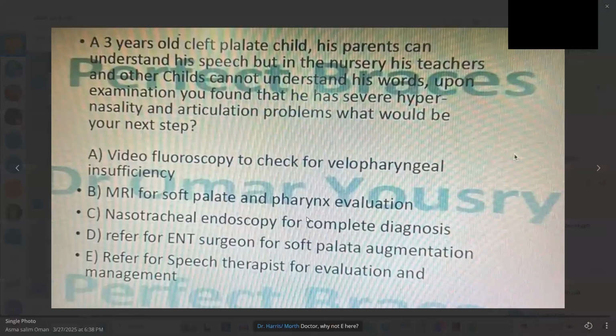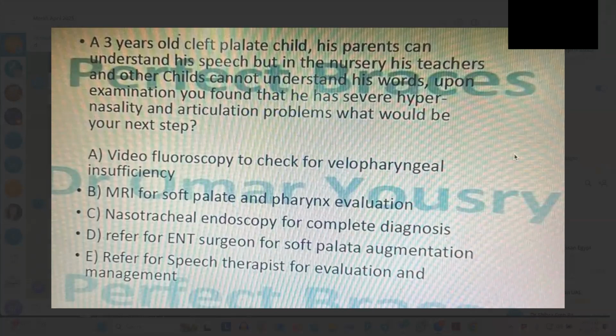A 3-year-old child's parent understands his speech, but in the nursery his teacher and other clinicians cannot understand his words. Upon examination, he was found to have severe hypernasality. If this is severe, then you go for video fluoroscopy and nasoendoscopy. Both of them. So it's video fluoroscopy and nasoendoscopy, not nasotracheal. Yeah, both of them, because if severe, they do both of them at 3 years.